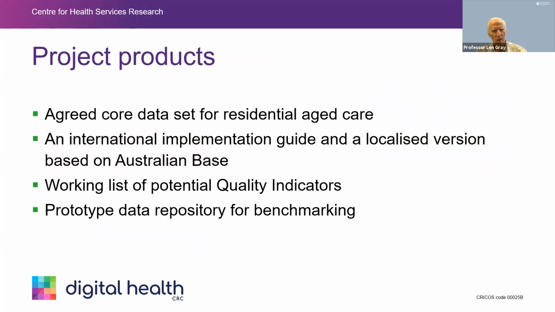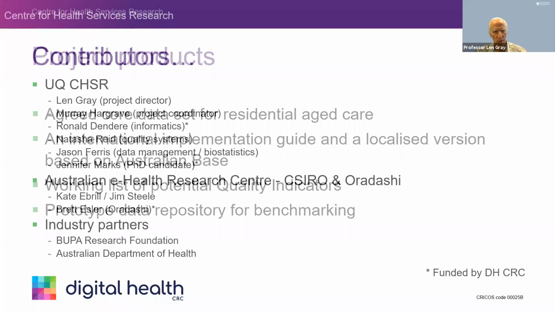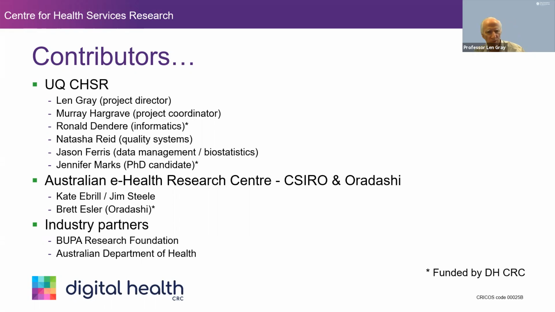So at the end of the project, we think we'll have some kind of agreement about a core data set for residential aged care. We'll start to think about home care as well. It's not that big a step to go to home care. An international implementation guide, a FHIR IG, and a localised version built for Australia, a working list of potential quality indicators, and a prototype repository for benchmarking our goals for the next couple of years.